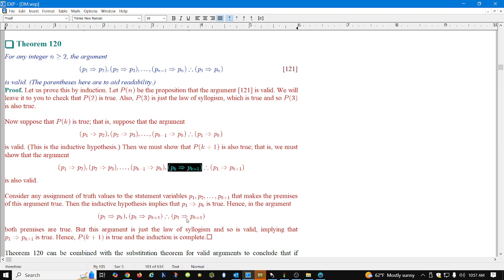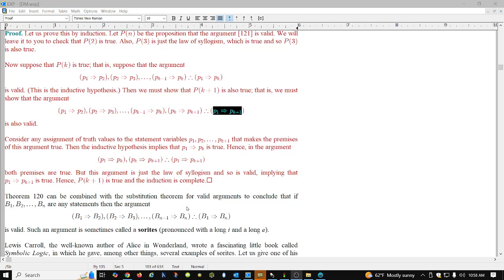Here is the conclusion. This now has both premises true, but it is just a law of syllogism, and so it's valid. That was actually P of 3. P of 3 is true. Law of syllogism is valid. Therefore, the conclusion is valid, and that's this conclusion. So this argument is valid. P of k plus 1 is true. The induction is complete.